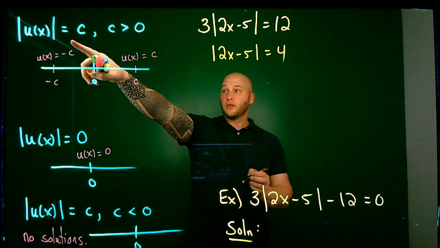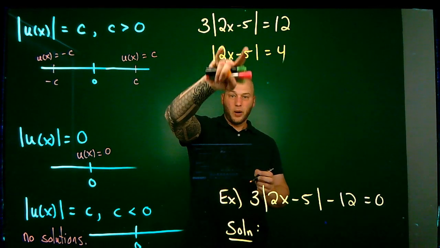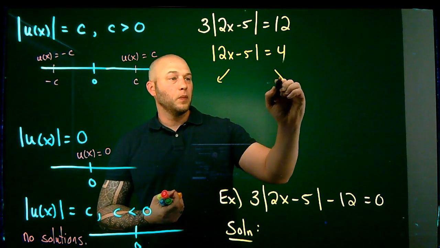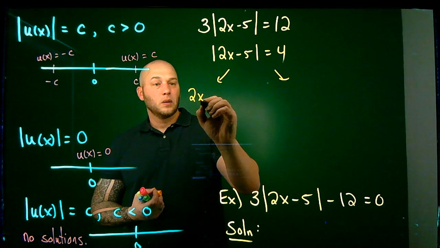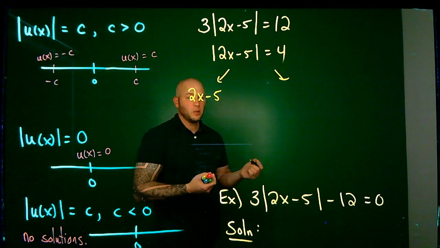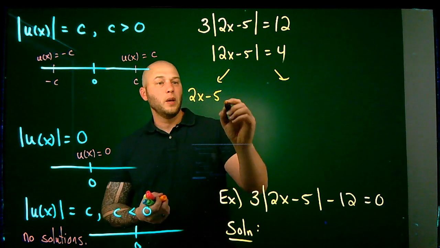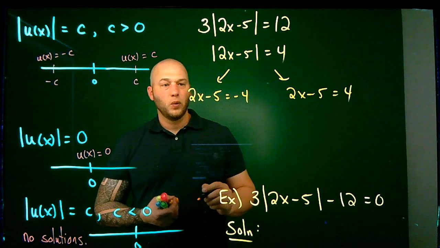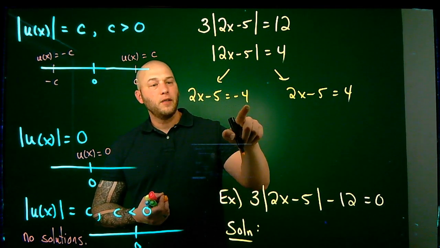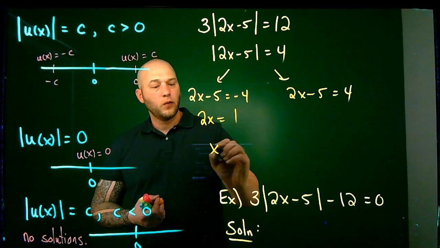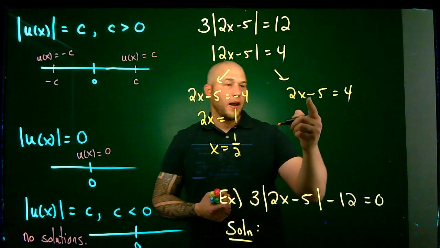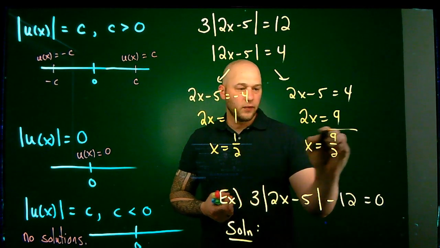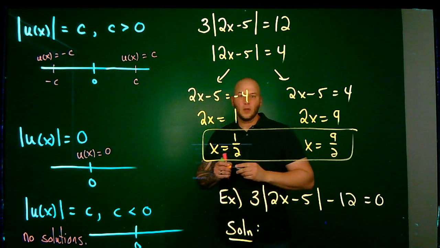This then again looks like this first case up here. Absolute value of an expression in x is equal to a positive number. This then splits into a pair of equations. Be careful not to say a system of equations because they're not going to be true at the same time, but it's a pair of equations. There's two of them. So 2x minus 5 equals negative 4. Over here I've got 2x minus 5 is equal to positive 4. Solve these. If I add 5, I get 2x is equal to 1. Therefore, x would be equal to a half. Over here, if I add 5, I get 2x is equal to 9. Divide by 2, I get x is equal to 9 halves. And those would be the two solutions to that equation.